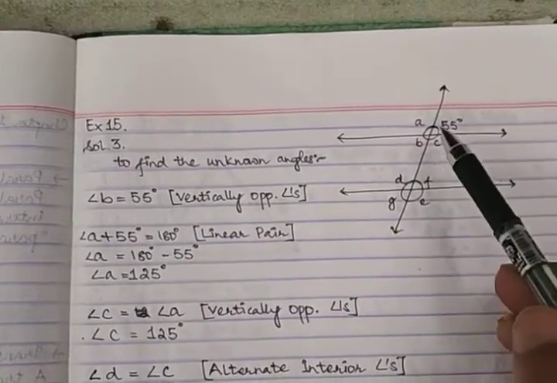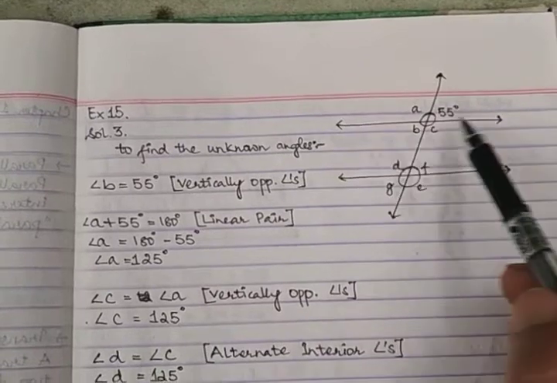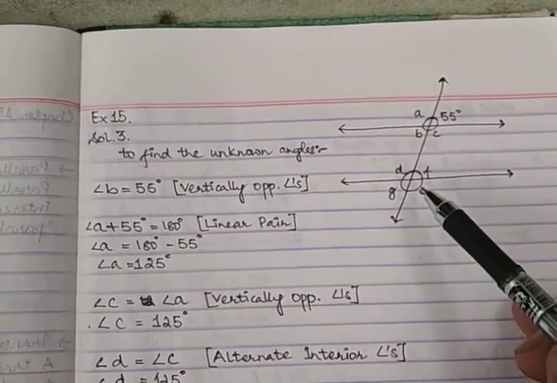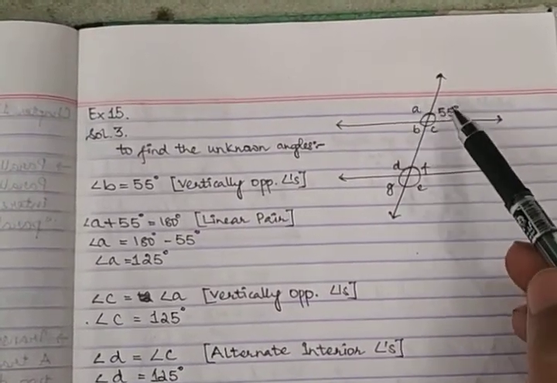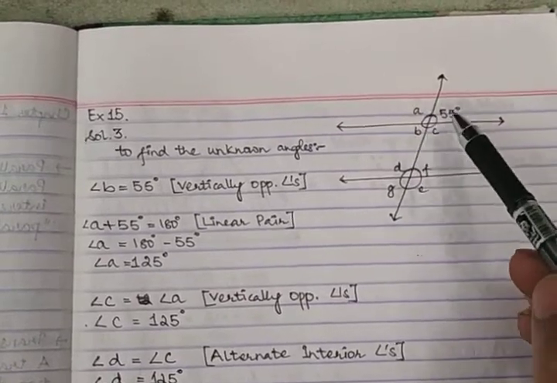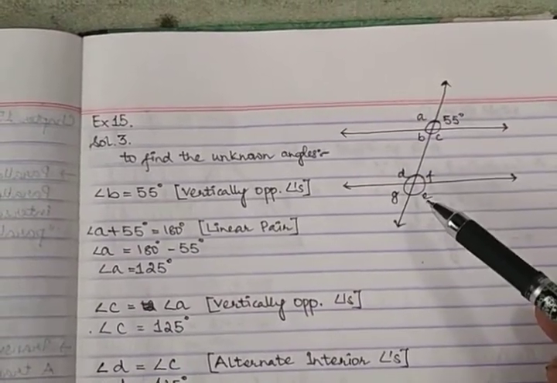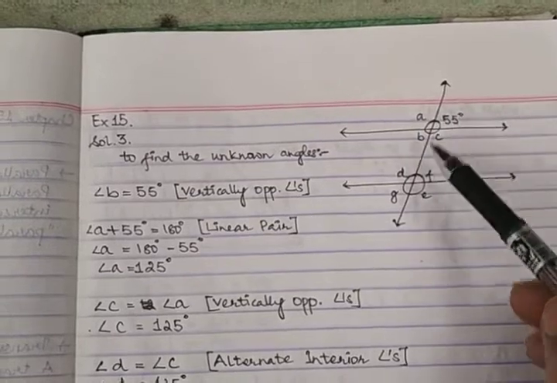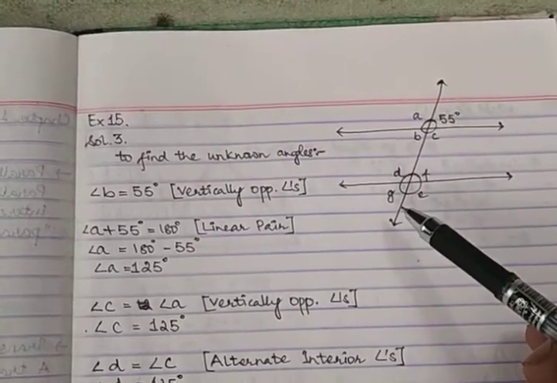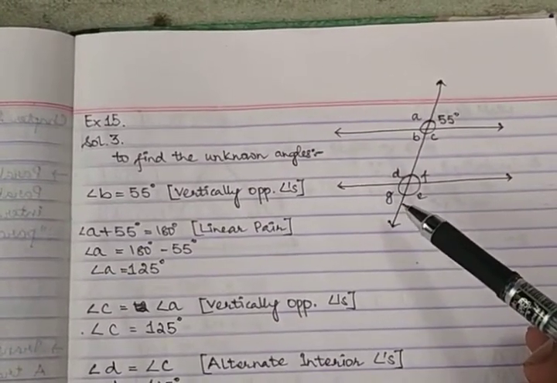Okay, now what do we know about this line? It's a straight line, isn't it? And the straight line has been divided into two angles. So what did I teach you about these two angles? Those two angles will be known as a linear pair, isn't it? The sum of those two angles will be equal to 180 degrees. That's what we have learned in the previous video, isn't it?